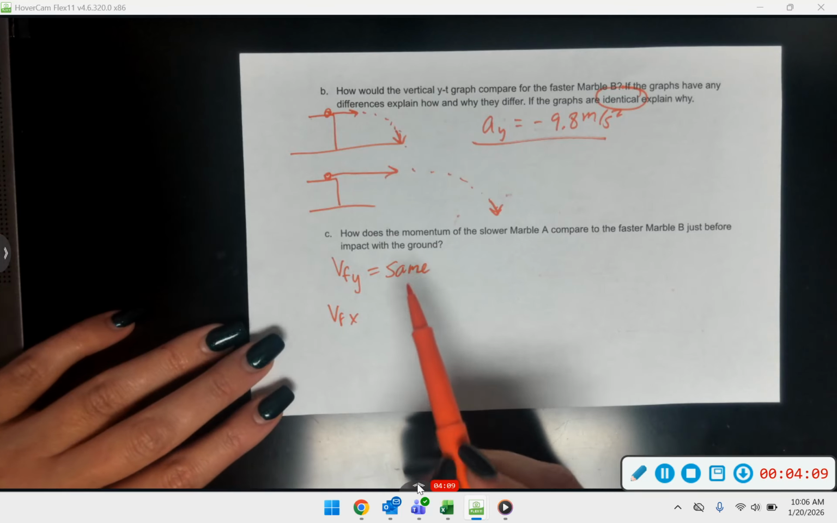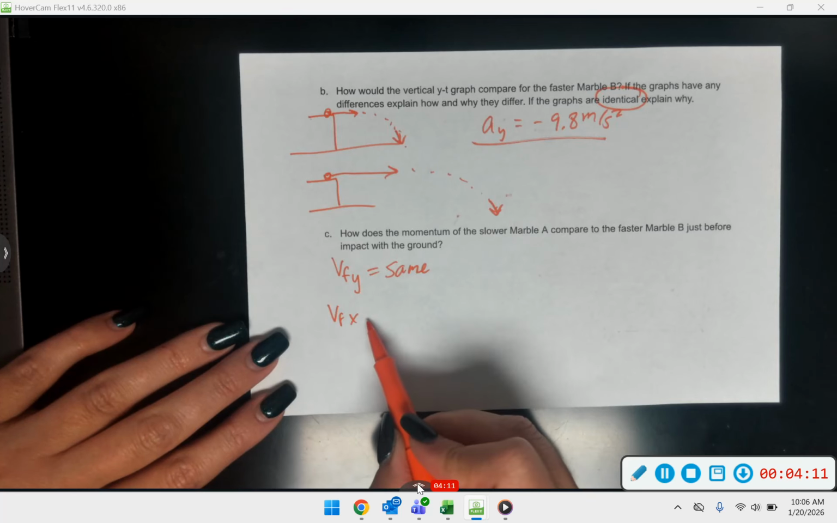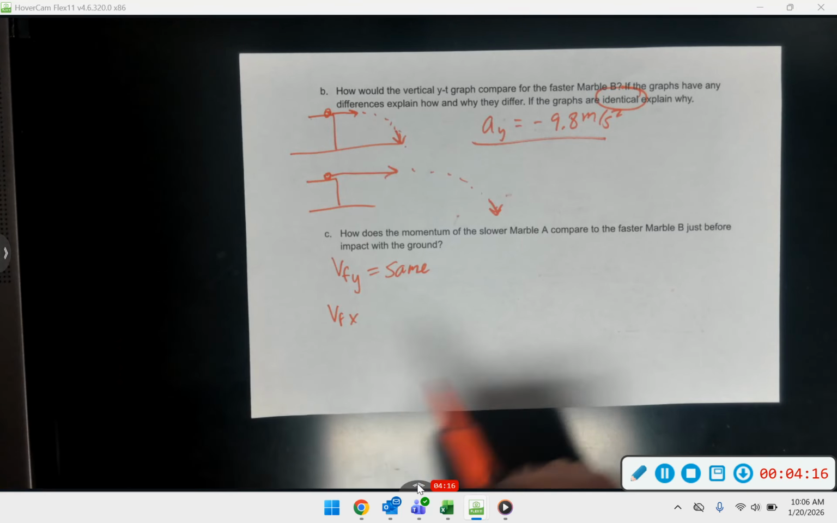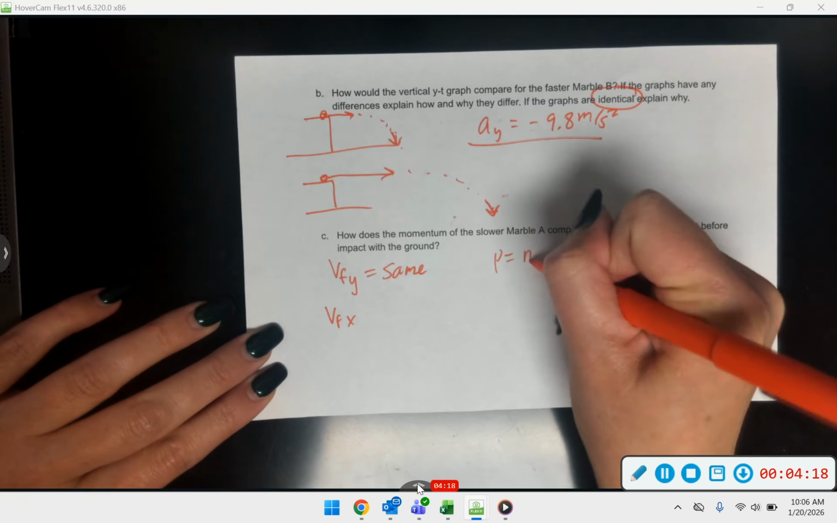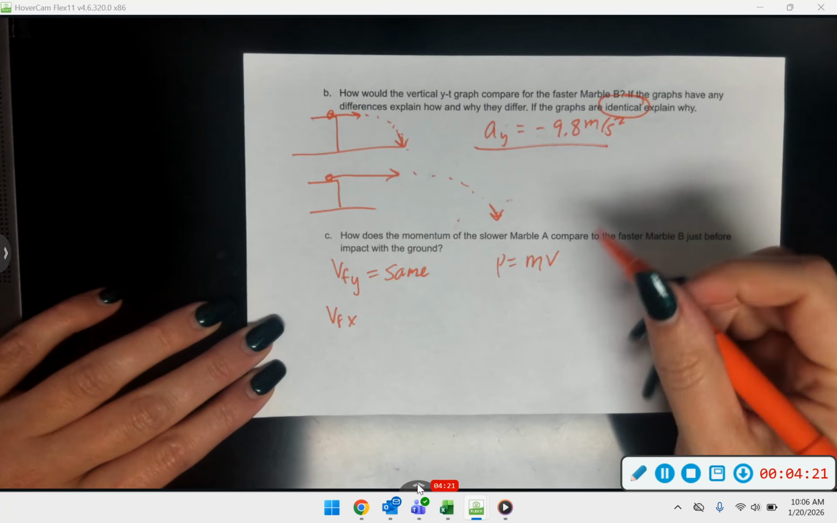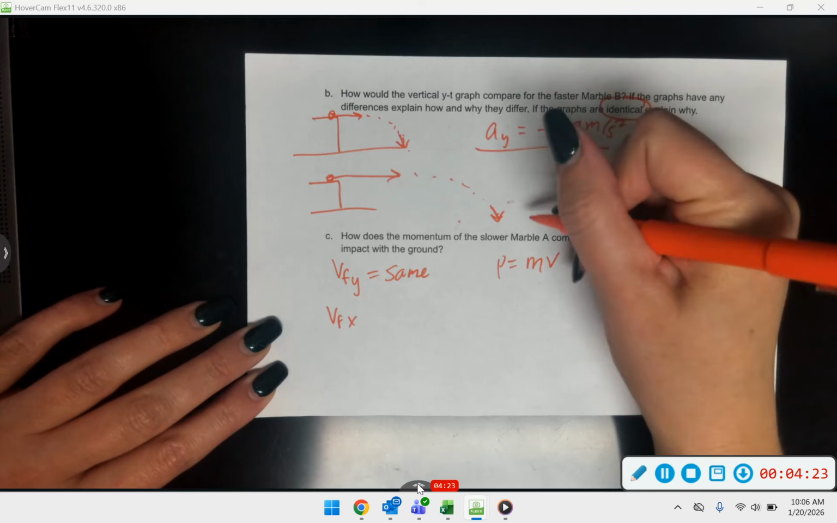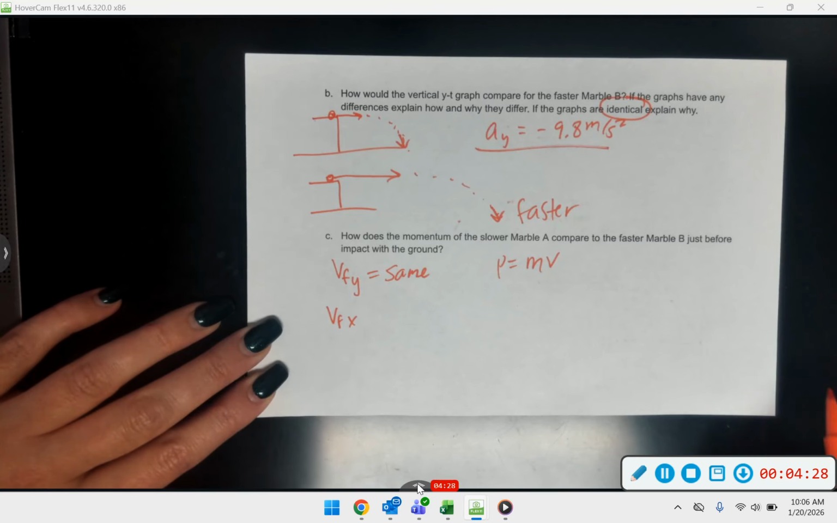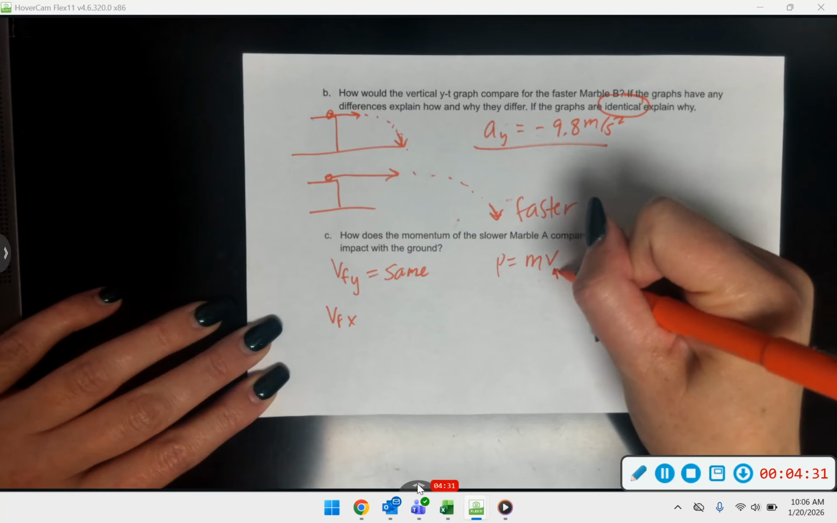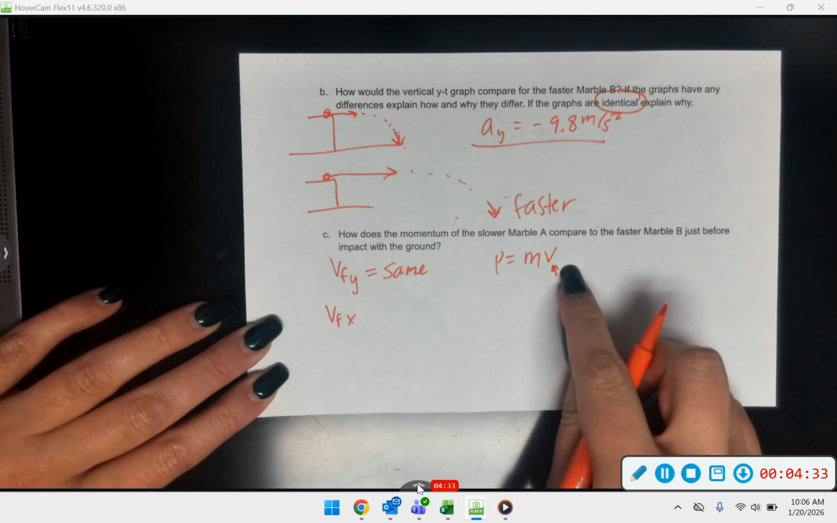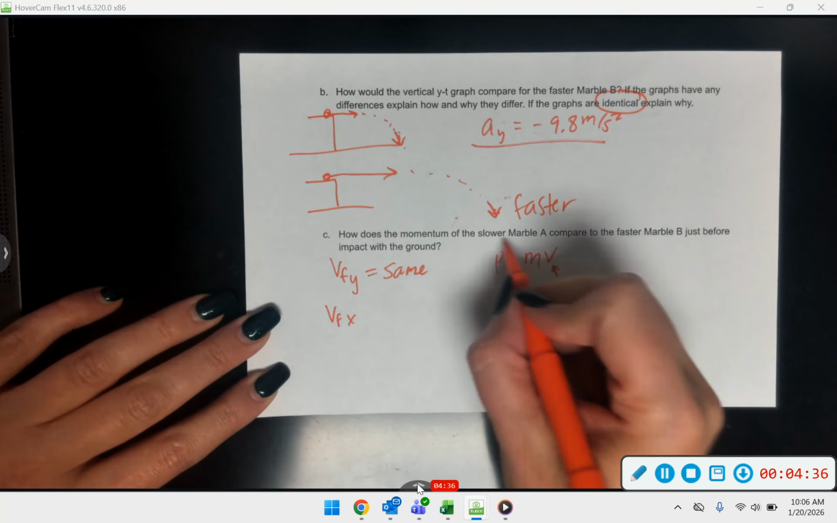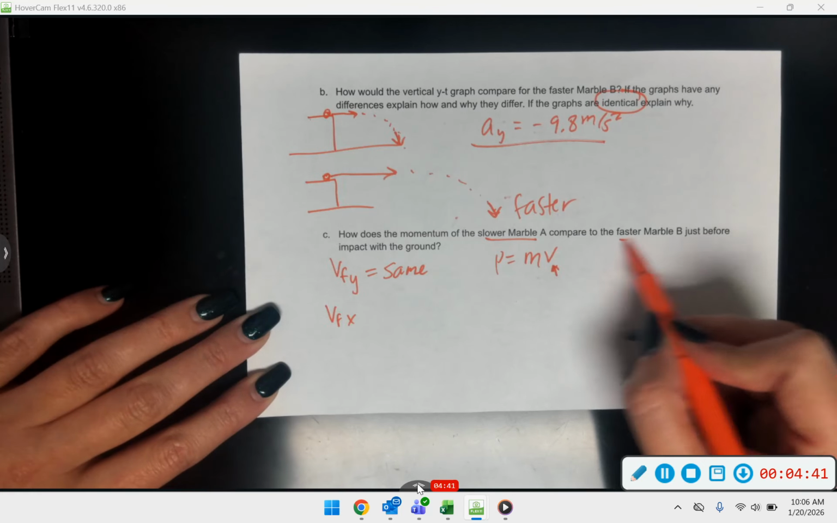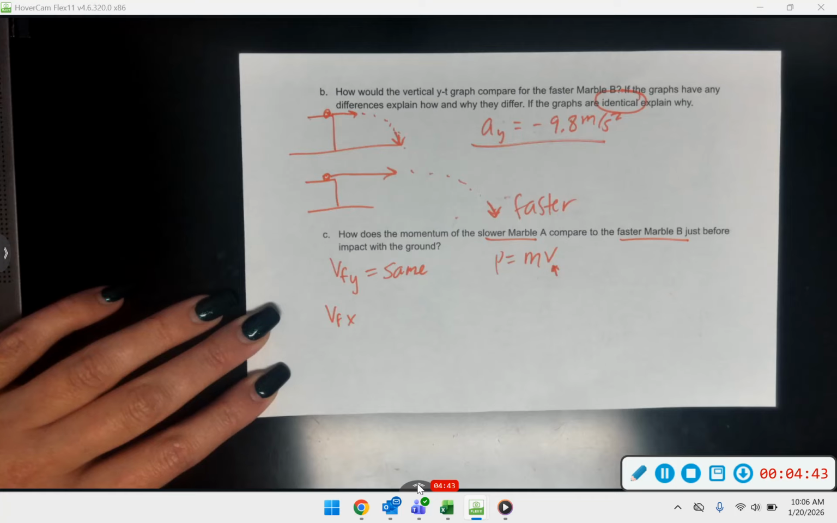And so your first marble is going to have a slower velocity, and the second marble is going to be faster. And because momentum is mass times velocity, and because these velocities are different, you're going to end up with different amounts of momentum because although the masses are the same, the velocities are not. And so your slower marble A will have less momentum than your faster marble B. Marble B will have more momentum as a result.